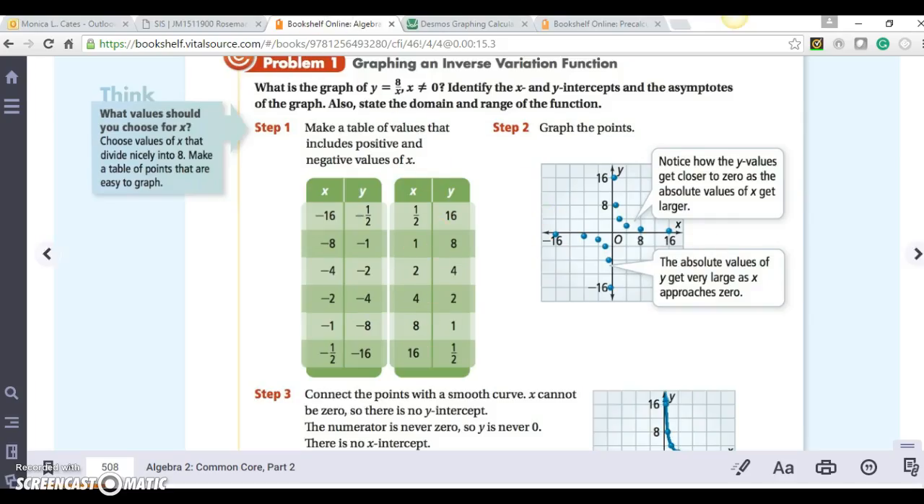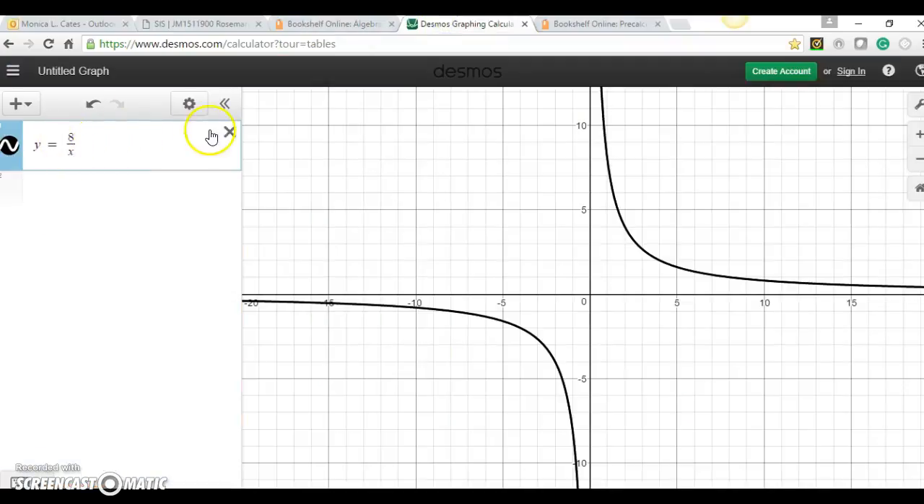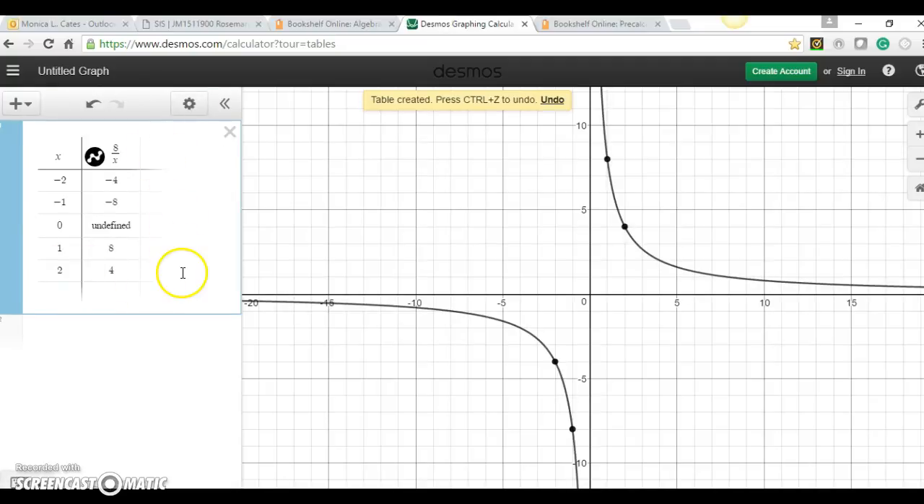And I can actually make a chart in Desmos. So let's do that. I'm going to convert this to a chart. And here we have our chart. I wanted to make this chart in particular because I wanted you all to see that at 0 it is undefined. So x cannot equal 0. We can also look at our graph and I can see that it doesn't cross the x-axis. It gets closer and closer to it, as you can see, but it doesn't cross it. And it doesn't cross the y-axis.